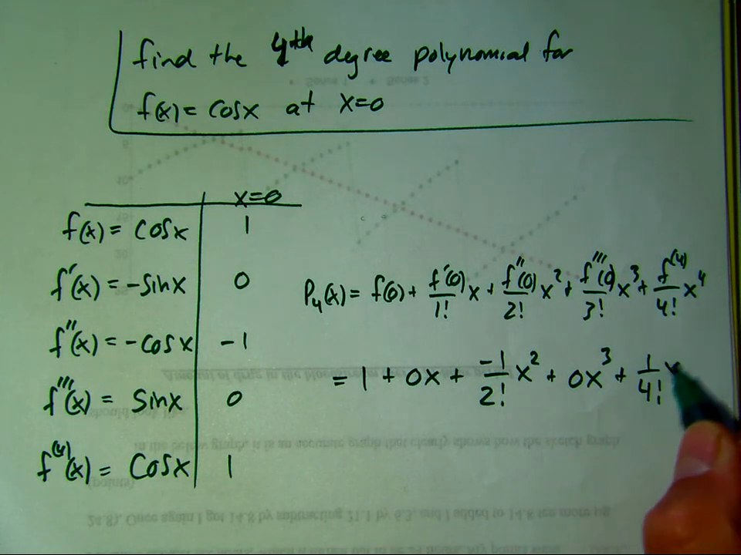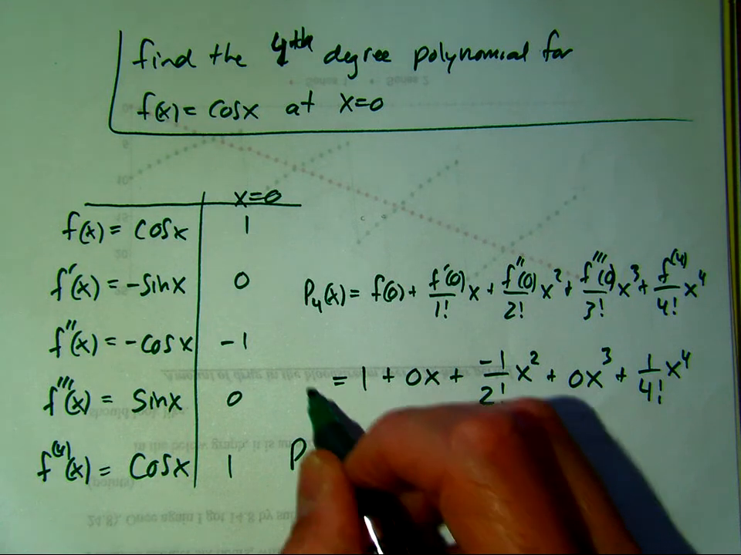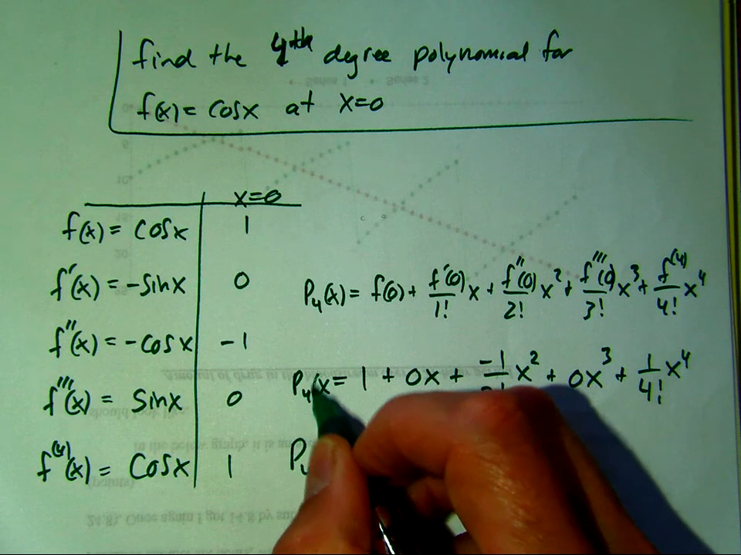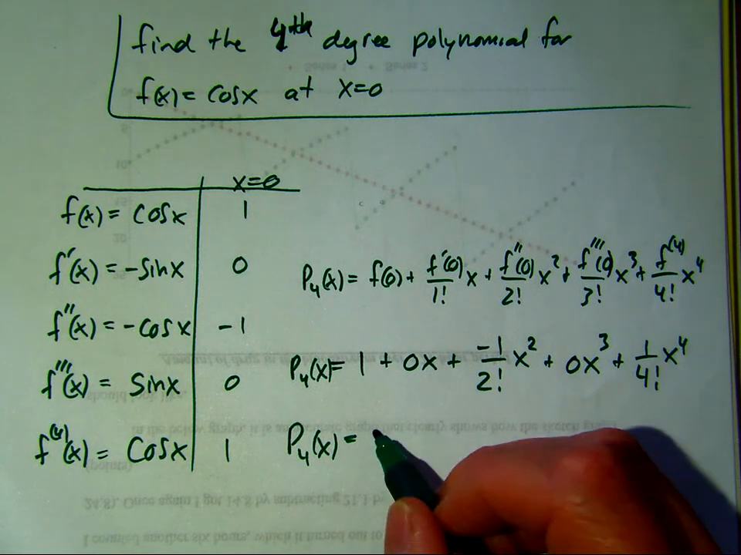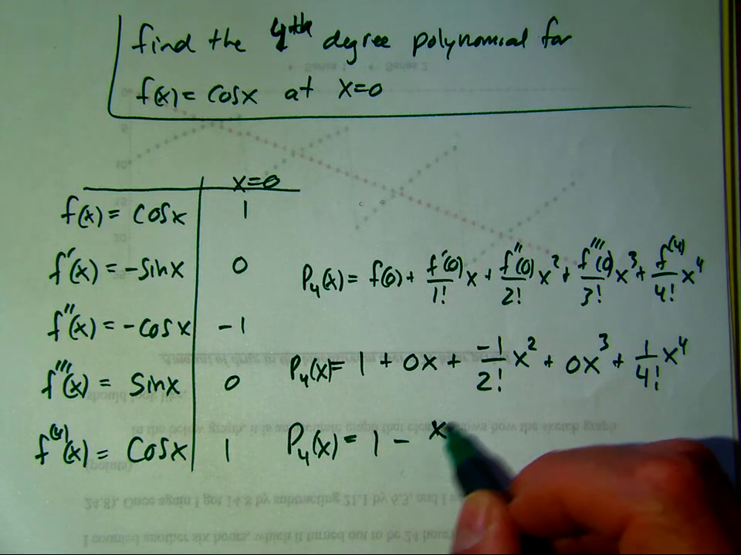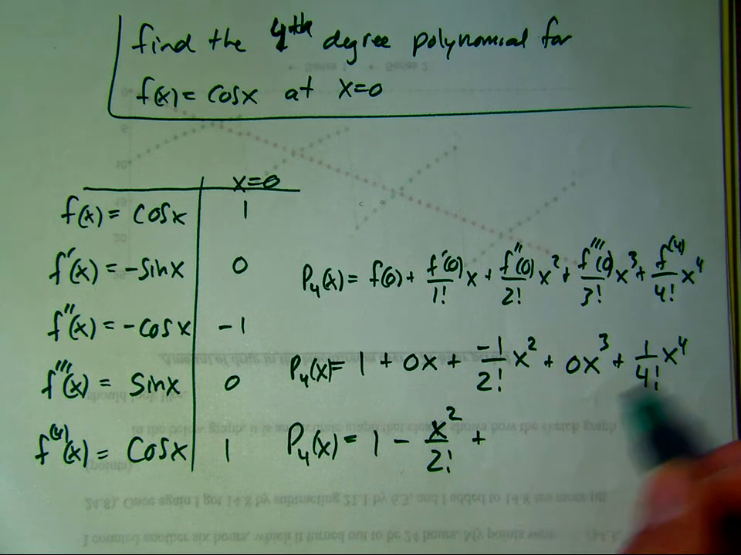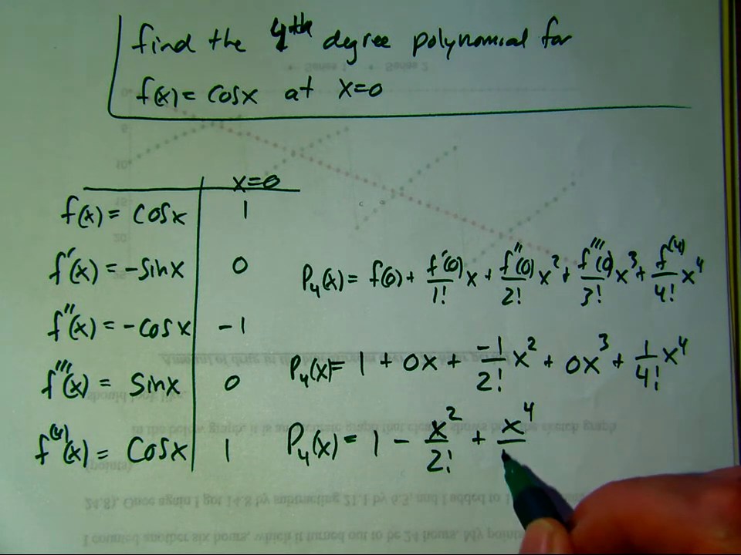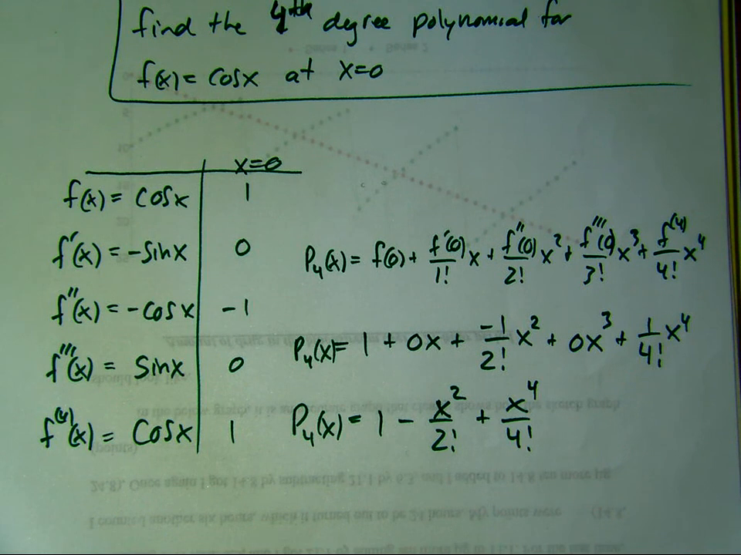So we can say that the fourth degree Maclaurin polynomial for cosine is 1 minus x squared over 2 factorial plus x to the fourth over 4 factorial. And that's the end of this video.